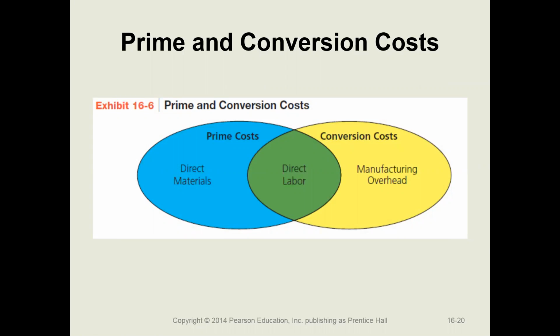Here's some terminology. Prime and conversion costs. Prime costs are defined as direct materials plus direct labor. Okay. Conversion costs are defined as direct labor plus manufacturing overhead. So notice there's an overlap here. Direct labor is an element of both prime costs and conversion costs. And we'll look at these terms in subsequent chapters of this textbook.